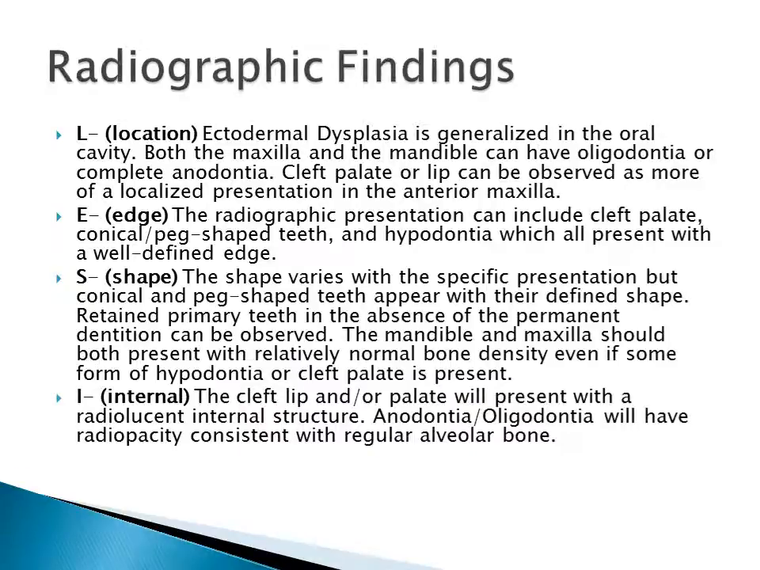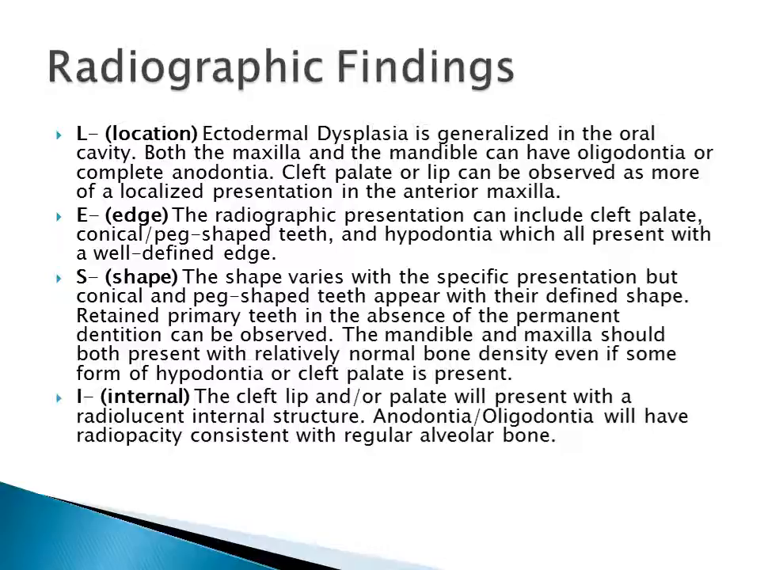Radiographic findings. Location: ectodermal dysplasia is generalized in the oral cavity. Both the maxilla and the mandible can have oligodontia or complete anodontia. Cleft palate or lip can be observed as more of a localized presentation in the anterior maxilla.